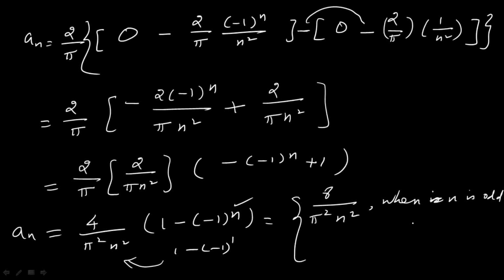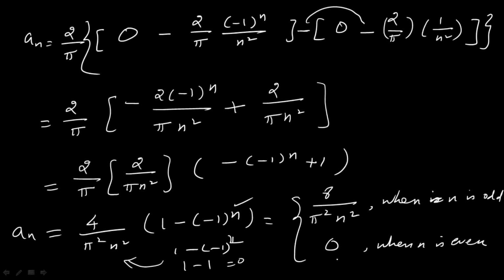So that is when n is odd. What happens if you substitute even numbers? Suppose you replace n by 2, minus 1 whole square, 1 minus 1. So you have 0. 0 into anything is 0, isn't it? So if n takes even numbers, when n is even, the an value becomes 0. So the value of an exists only for odd values, isn't it?